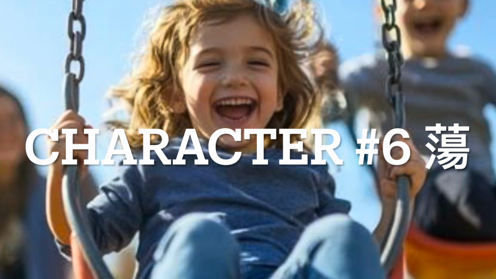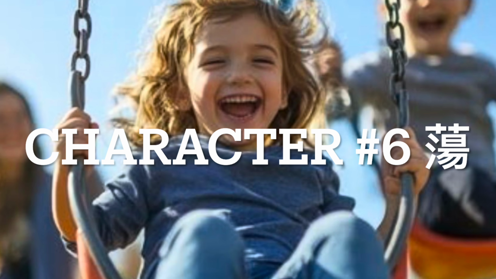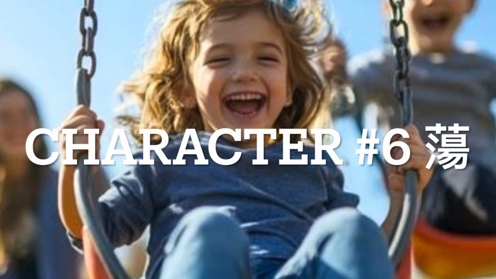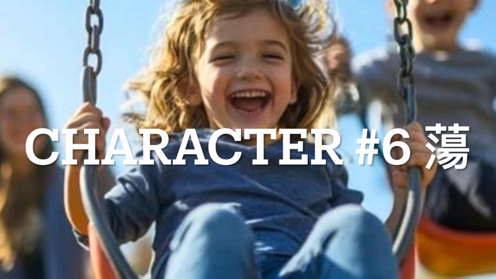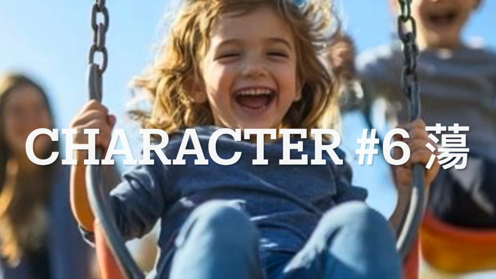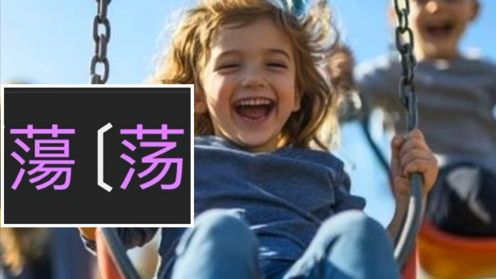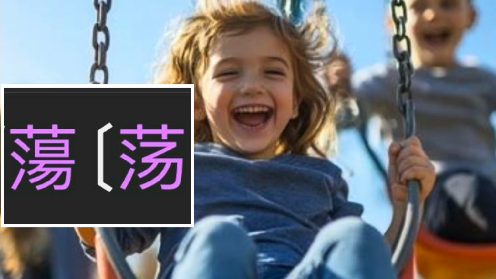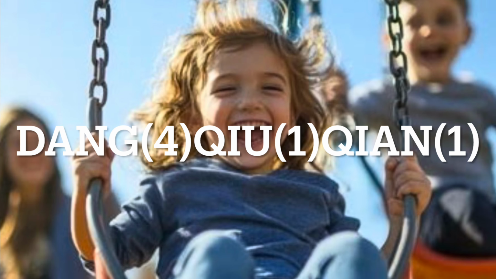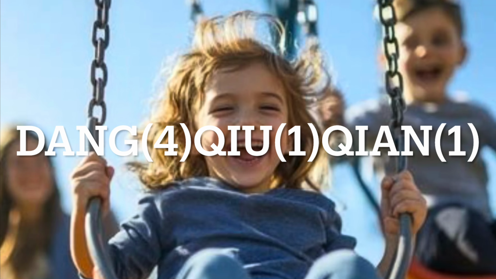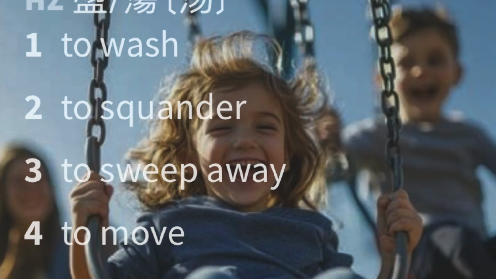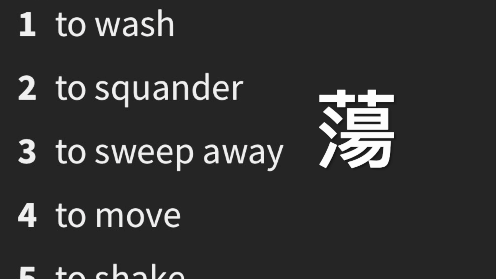Grass radical up top, and on the left we have the water radical, and then the aforementioned yang, sun component. The simplified is in parentheses without the actual sun on the sun. Example, 荡秋千, to swing on the swings. Looks like great fun. Here's some more meanings from the Pleco app.